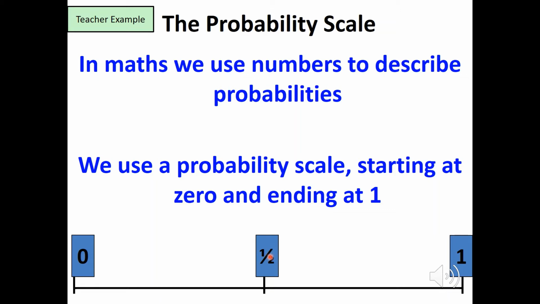An example of this would be flipping a coin. You either have heads or you have tails. So the probability of getting a heads is a half, and the probability of getting a tails is also a half.